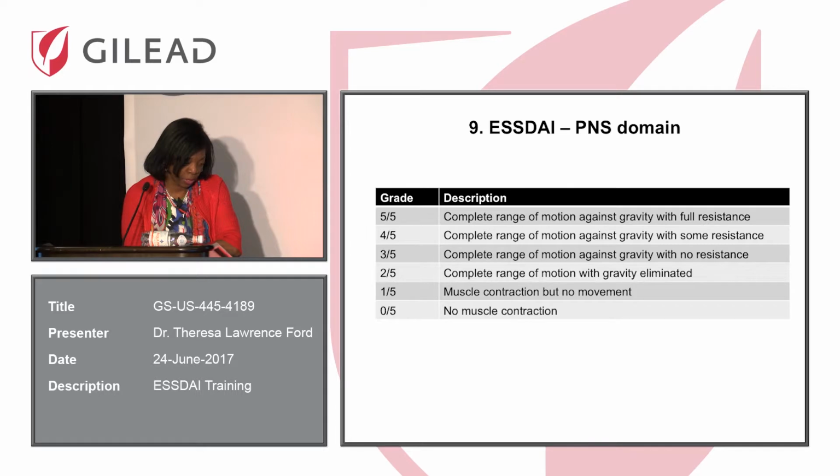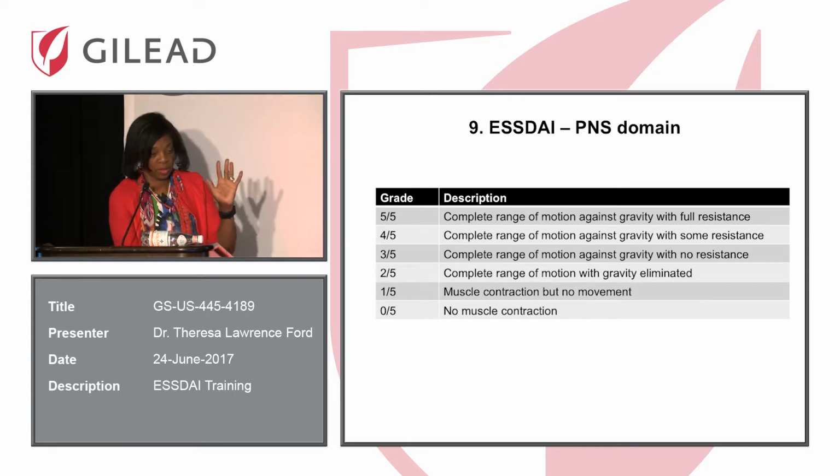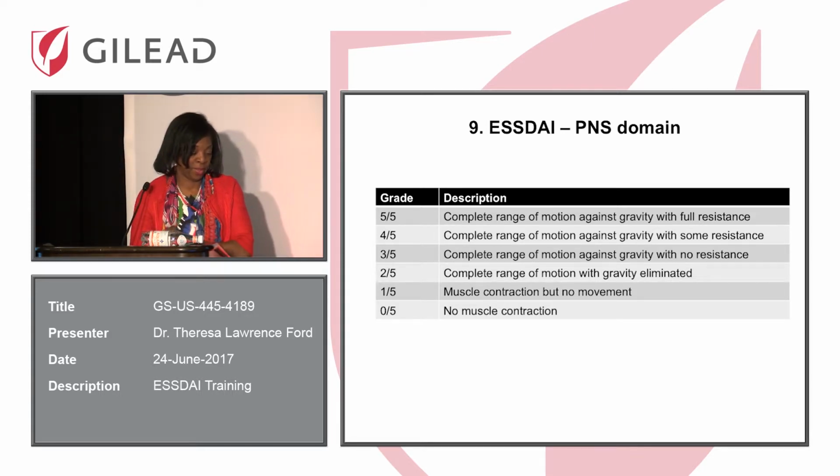And basically pretty straightforward. These are a reminder of what it means, how we evaluate the grades of weakness. 5/5 is complete range against gravity and resistance. 4/5 is a little less, as you can read here. Complete range of motion against gravity with a little bit of resistance, and 3/5 is complete range against gravity with no resistance, and then 2/5 would be complete range of motion with gravity elimination. They can't move at all. 1/5, a little bit of muscle contraction, no movement, and 0/5 is close to not being around.